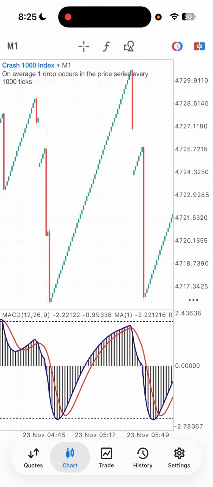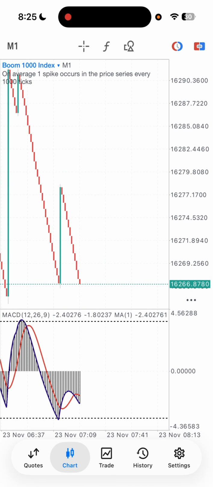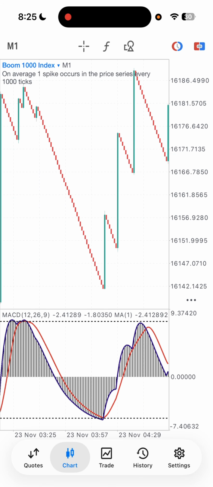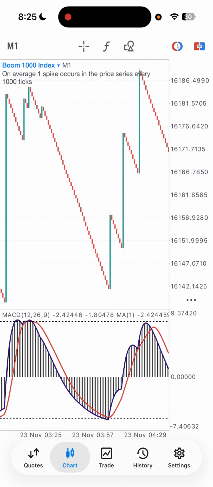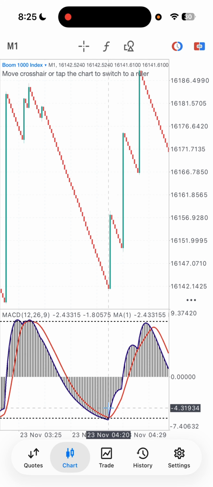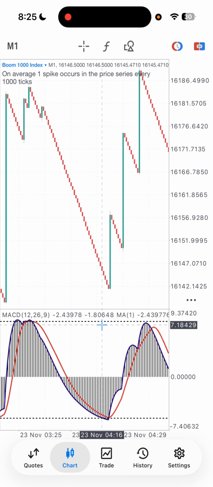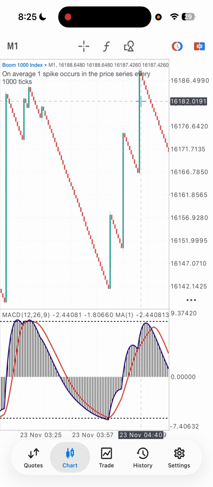Now let's go over to Boom 1000, using the same parameters on the Boom market. As you can see right here, we are currently on Boom 1000. Remember, we're using the third zoom level. Now on the Boom market, what you observe is once the MACD and the moving average together get to this point here, level of 10, the market should buy for a certain amount of time. As you can see, once they get here, the market will continuously buy.